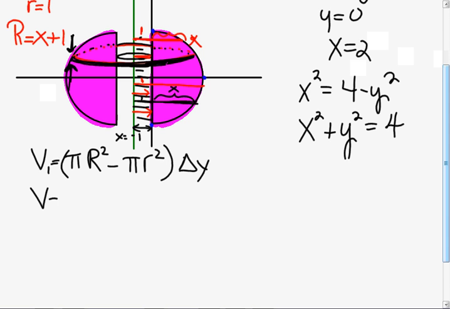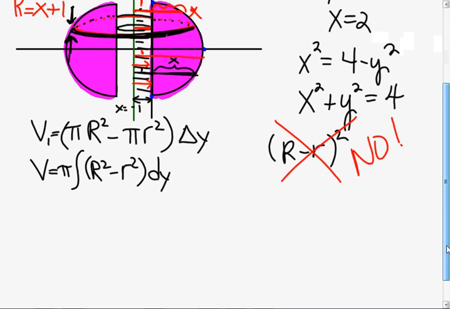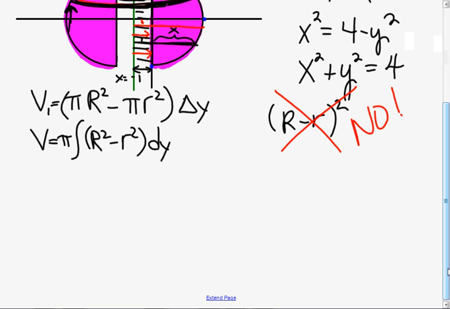Okay? So now we're going to integrate this. Here's the calculus. Let's factor out a pi. And it's R squared minus little r squared dy. Is that the same as capital R minus little r quantity squared? No. Okay, guess what mistakes are made on the exam? Right there. Now, if you mess up with the integrand or the limits of integration, possibly you're only eligible for 1 point out of the 3.